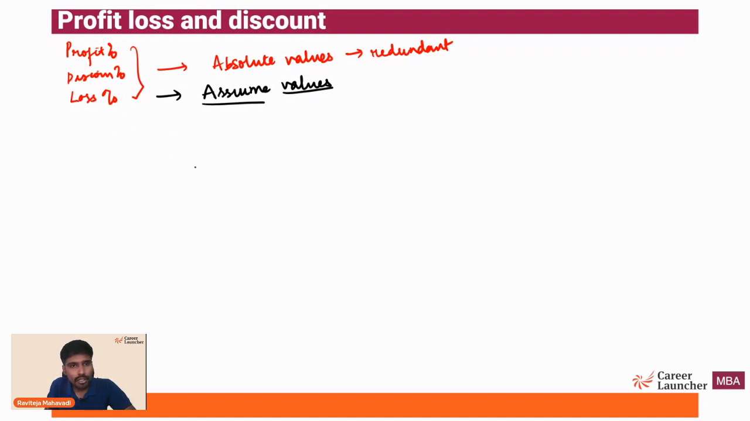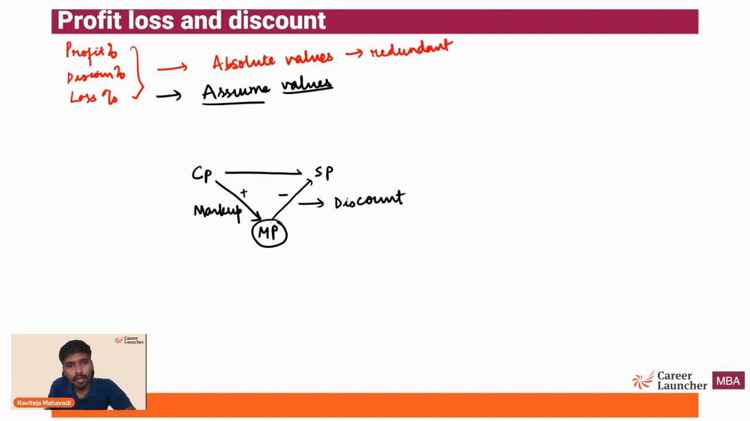In the world of profit, loss and discount, there are few things that we need to understand. There's a cost price, there's a mark price, and there is a selling price. The journey from cost price to mark price is called markup. That means this is typically an increase. The journey from mark price to selling price is called a discount. This is where you reduce some money over the mark price and reach the selling price. And the most important journey, munafa, is the journey between cost price and selling price, which is profit.